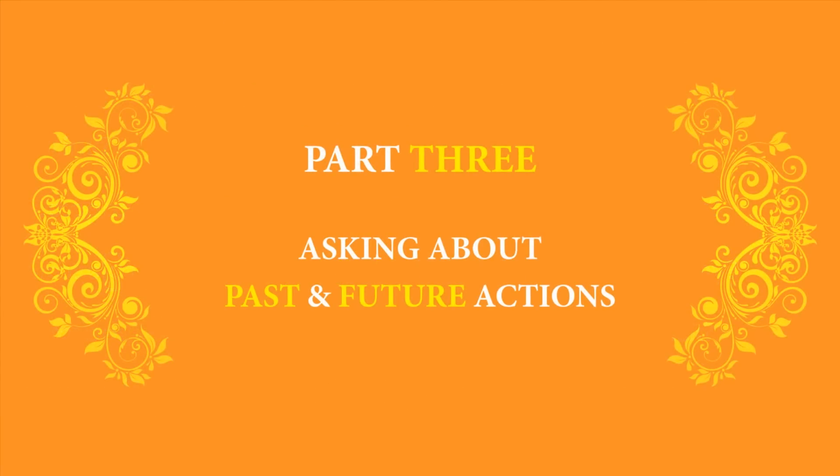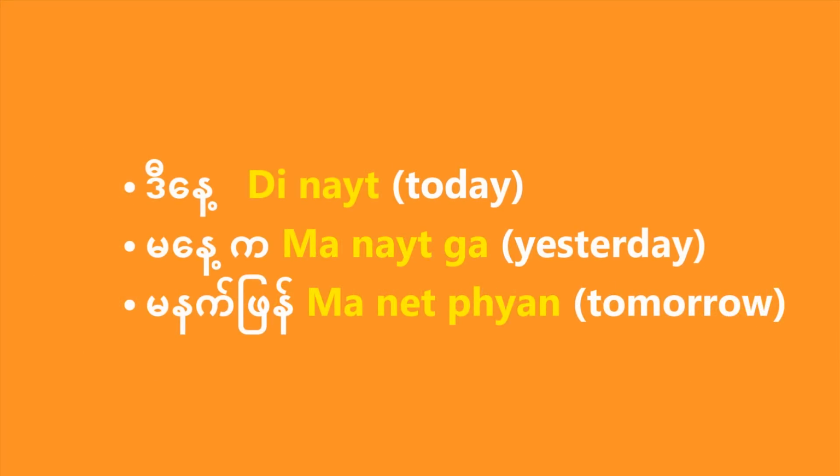Let's tackle the last part of today's lesson, shall we? And that is to differentiate between questions about things that have already happened and things that are going to happen but have not happened yet. For this part, you need to know 3 new phrases. Dine, which is today. Manega, which is yesterday. And the last one, Manapyan, tomorrow. Let me repeat them in the same order. Dine, today. Manega, yesterday. And Manapyan, tomorrow.